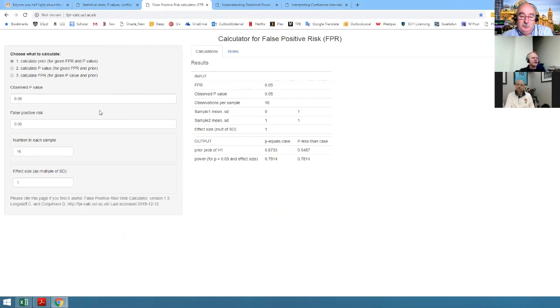So one of the ways, because most of us can do this, usually the paper will give you the p-value, and what we should be doing is saying, look, given a p-value, what was your prior belief in how real this thing might be? So we see a p-value of 0.05, let's say.